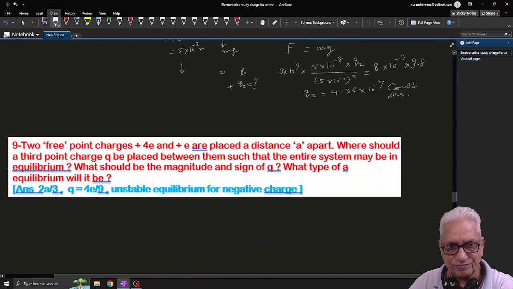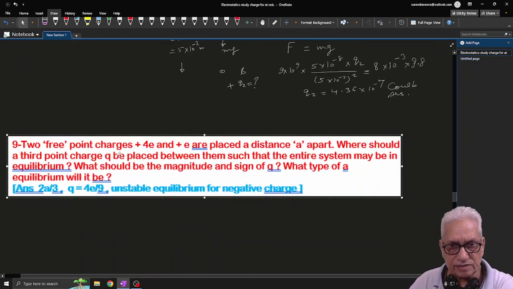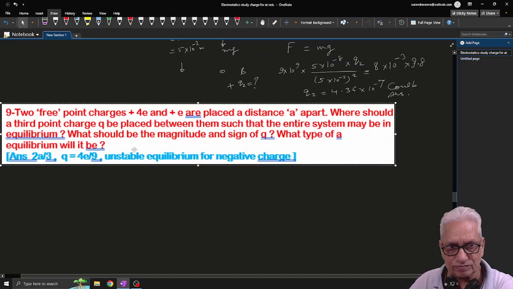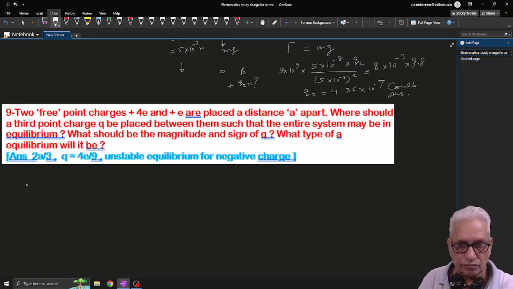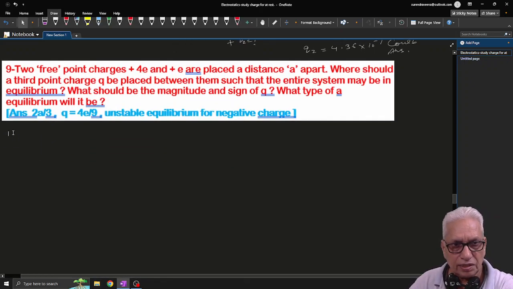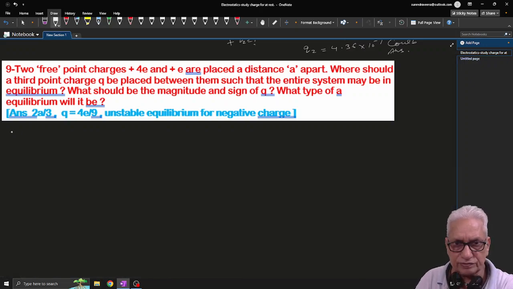Okay, now this is a very good question, question 9. But before that, we have to understand what is meant by the neutral point. Suppose we are having this charge positive and this charge is also positive.